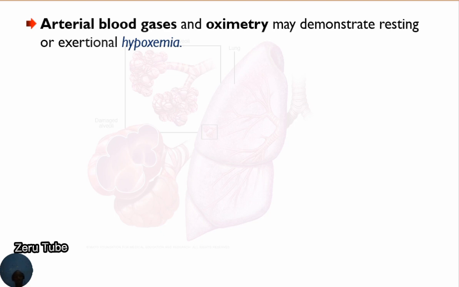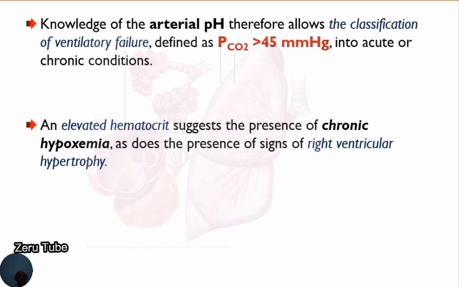The finding of oximetry and arterial blood gas may be positive. The knowledge of arterial pH therefore also helps classify ventilatory failure, defined as partial pressure of carbon dioxide greater than 45 mmHg, into acute or chronic portions.